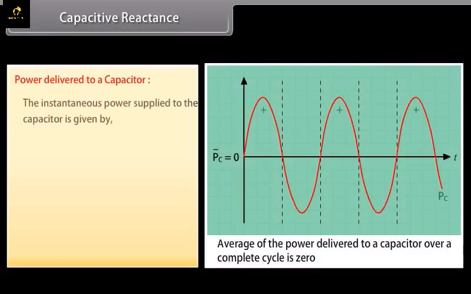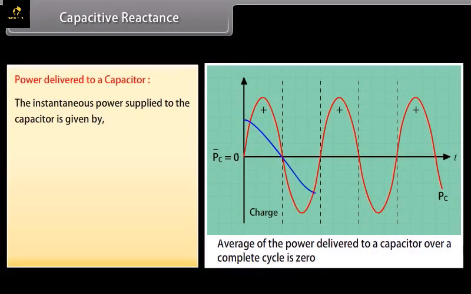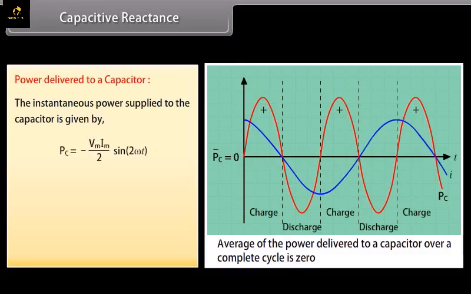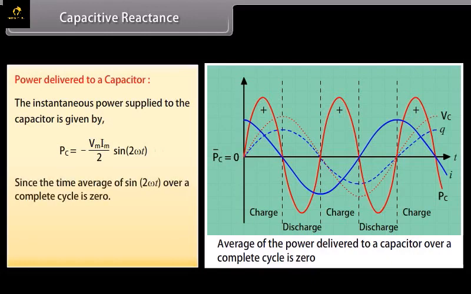Power delivered to a capacitor. The instantaneous power supplied to a capacitor is given by Vm Im upon 2 multiplied by sin 2 omega t. Since the time average of sin 2 omega t over a complete cycle is 0, therefore capacitor power is equal to 0.